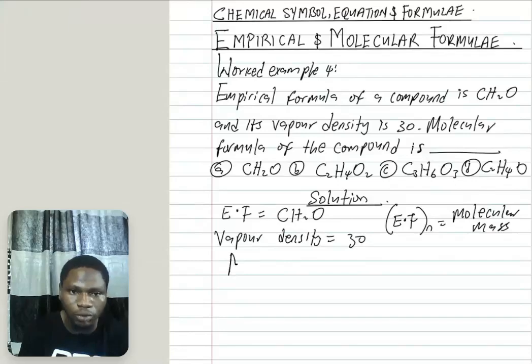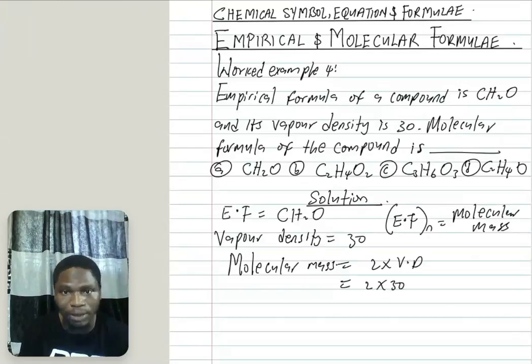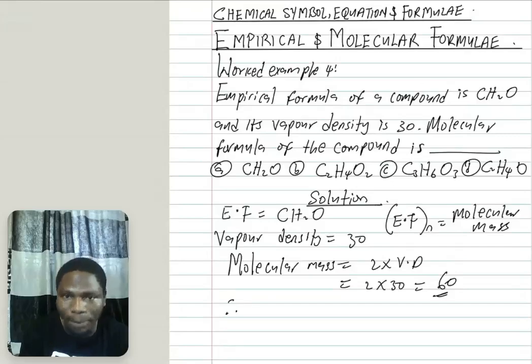Now the problem is that molecular mass is not given, but we have vapor density. So you have to take note of this formula: the molecular mass equals 2 times vapor density. If you multiply vapor density by 2, you are going to get the molecular mass. So let's go. This will give me 60. So the molecular mass is 60. So therefore, I will now apply this formula here.